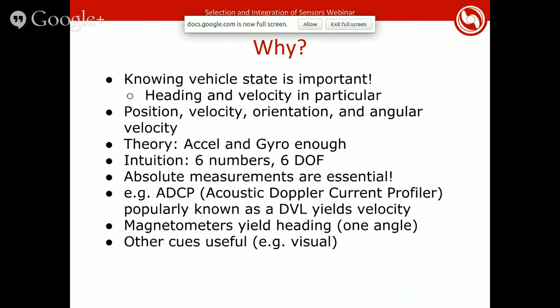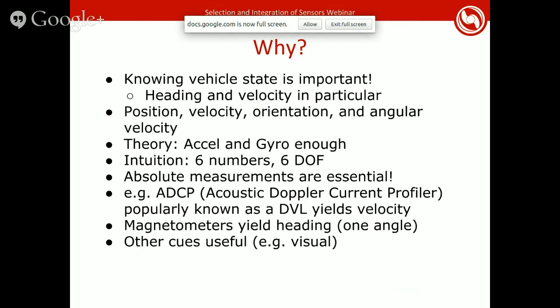Now, how can you estimate those? Well, in theory, if you have accelerometers and gyroscopes, that should be enough. The theory behind that is you have 6 numbers, so 2 vectors, and you have 6 degrees of freedom. 3 translational degrees of freedom and 3 rotational degrees of freedom. Unfortunately, that doesn't work so well because a lot of those measurements are very noisy and they don't give you as accurate results as you would want. So you need some sort of way to measure absolutely your velocity and orientation.